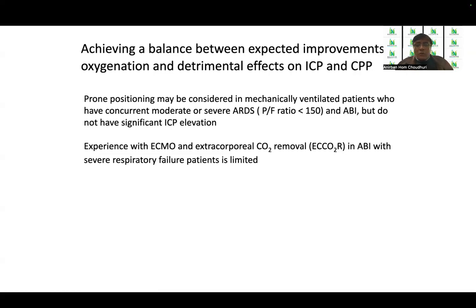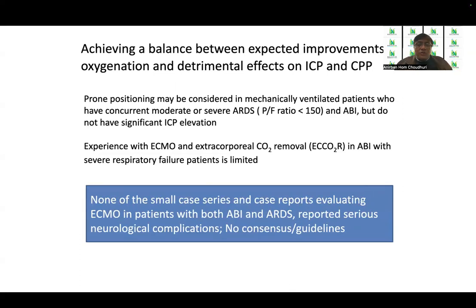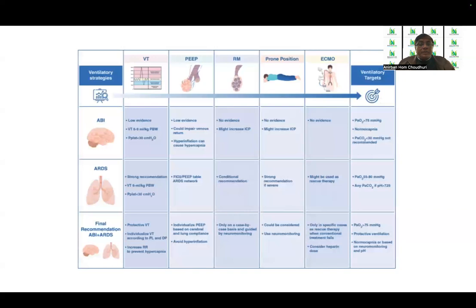And also with ECMO or ECCO2R in acute brain injury patients with severe respiratory failure, evidence is grossly limited. So besides some case series which show variable results while evaluating ECMO in patients with both ABI, acute brain injury, and ARDS, they reported that none of them had serious neurological complications. But in the absence of any consensus or guidelines, it is good to avoid such rescue therapies unless there are very specific reasons to experiment with them.